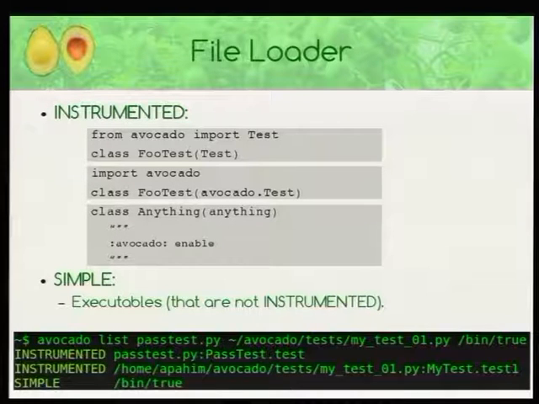A different way to identify Avocado instrumented tests: if you are using just import avocado, we will look for a class that looks like this. Or if you are not inheriting directly from Avocado, you have to flag that your class is actually using the Avocado API. And if it's not an Avocado instrumented test and it's executable, then we consider it a simple test, which means that it will be just executed as a process in the system where you are running your test.